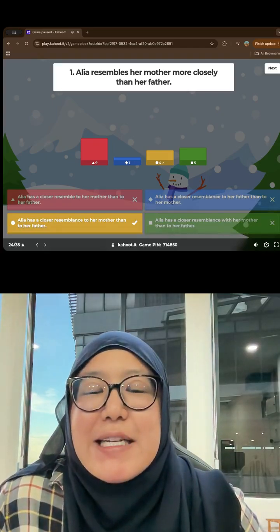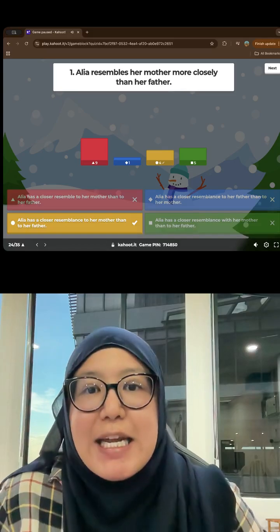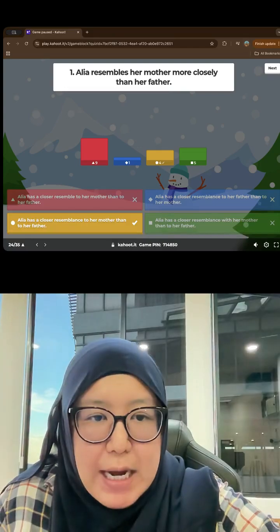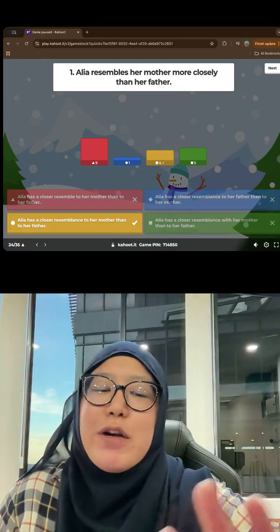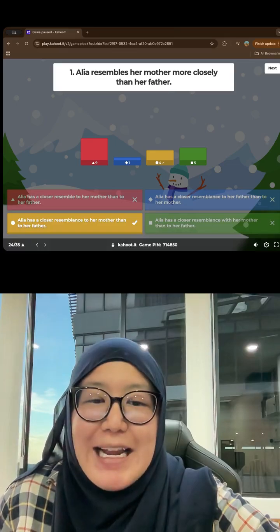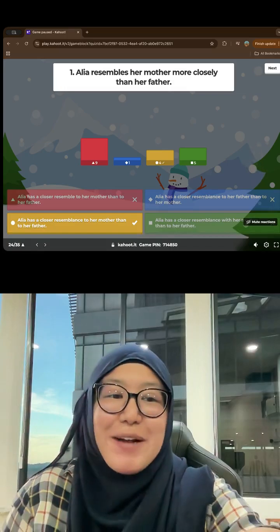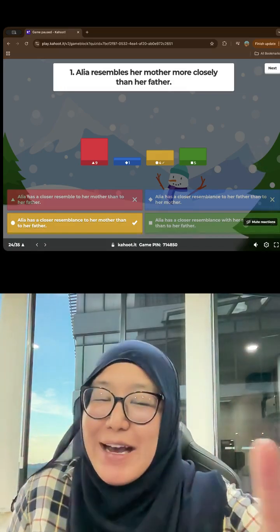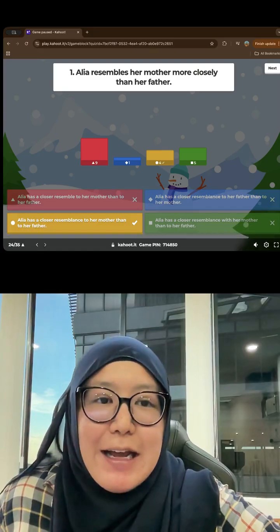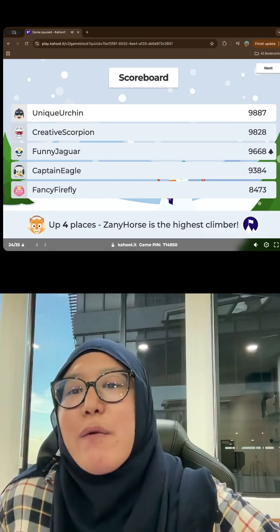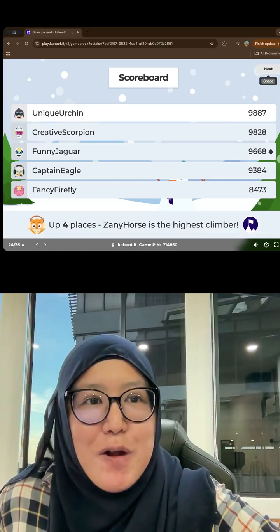Okay, so Alia resembles her mother more closely than her father. So, who answered not number 2, but blue? Alia has a closer resemblance to her father. You see? So, this one, I'm just going to take it like you accidentally clicked the wrong color. Okay? Wow, unique urchin, still standing strong.